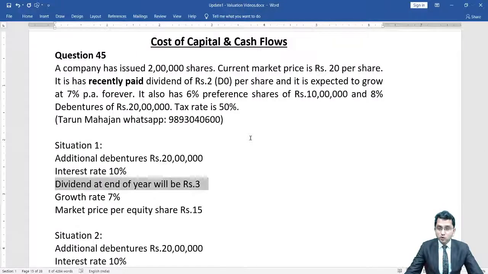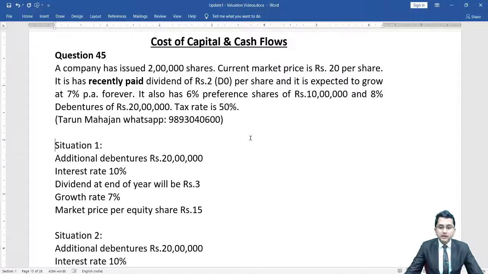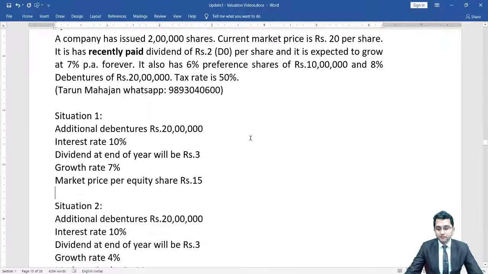Dividend in this situation 1, dividend at the end of the first year will be rupees 3. So looks like this is D1. Growth rate will be 7%. Market price per equity share is rupees 15 in this situation 1. So I can say there is one existing situation, then one proposed situation, and then second proposed situation.